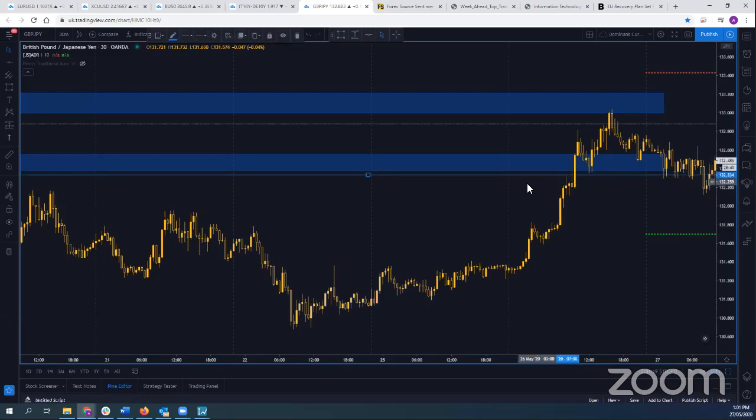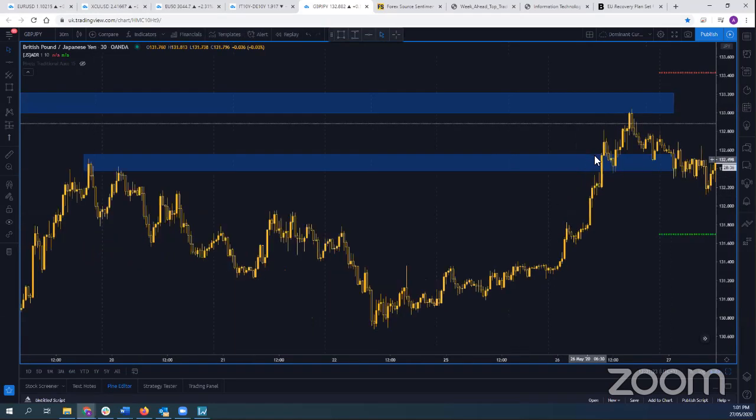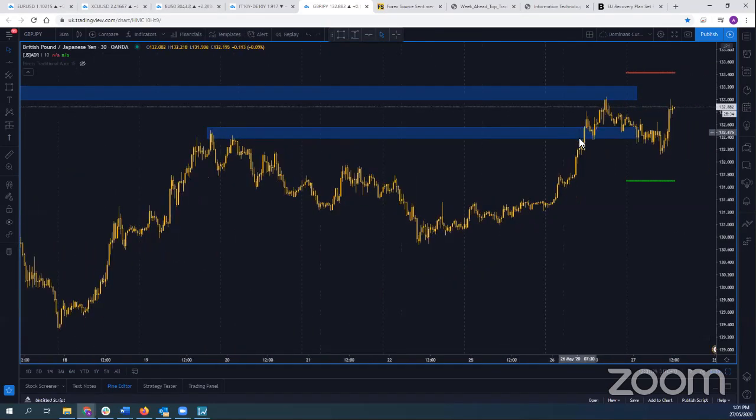Now, if we didn't get that, if we didn't get the Brexit news and there wasn't that further momentum to the upside, then there was a very high probability that we might have seen the pair reach this level, pull back, and then only move to the upside again. So we always, always, always need to consider not only the sentiment for the pair, but what is the highest probability for the price action once the pair has already moved in a particular direction.